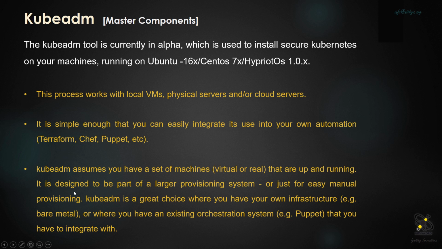It is designed to be part of a larger provisioning system or just for easy manual provisioning. Kubeadm is a great choice where you have your own infrastructure, for example bare metal servers, or where you have an existing orchestration system like Puppet that you have to integrate with. Simply put, it is a command line tool which automates installing the kubelet, the Kubernetes API server, or the scheduler. You don't need to manually pull the binaries, install and configure them, and then create your own tokens to communicate across the nodes. Everything will be taken care of by Kubeadm.